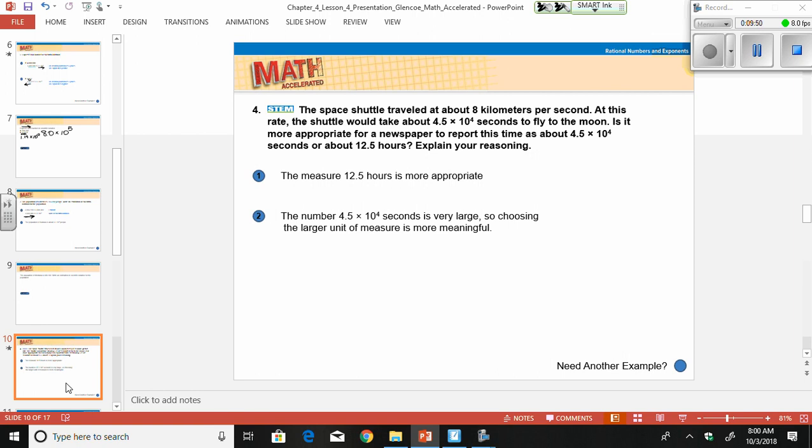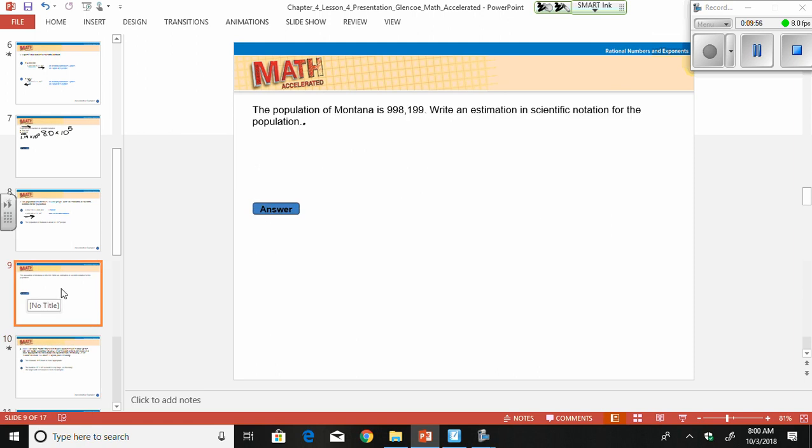The space shuttle traveled at about 8 kilometers per second. Hold on, I may have missed one. There we go. The population of Montana is 998,199. Write an estimation in scientific notation for the population.